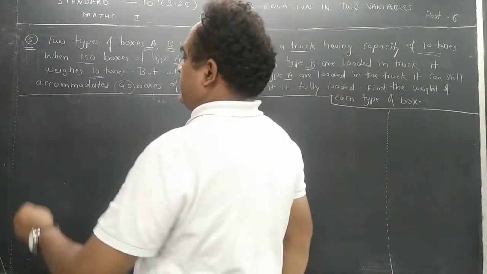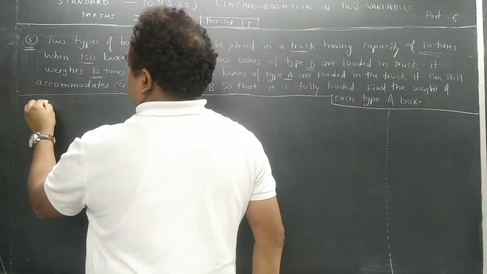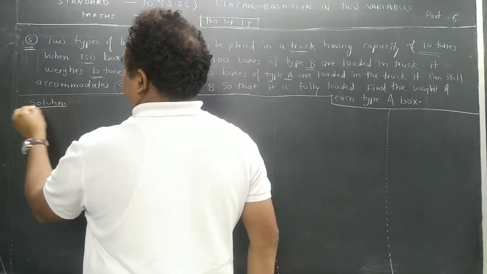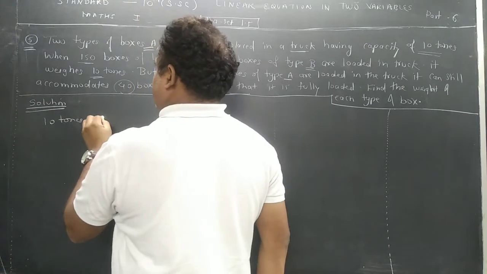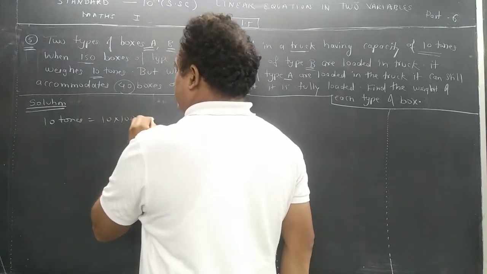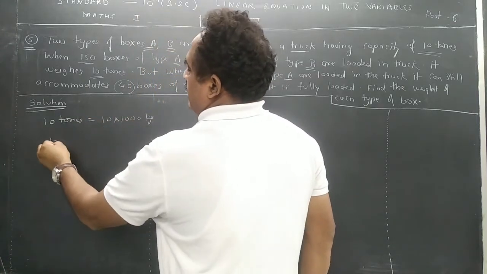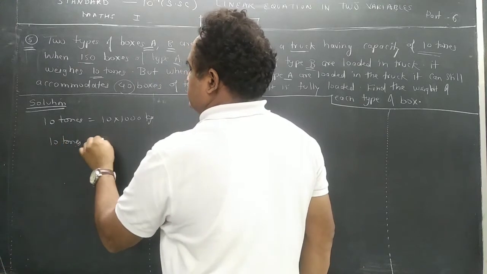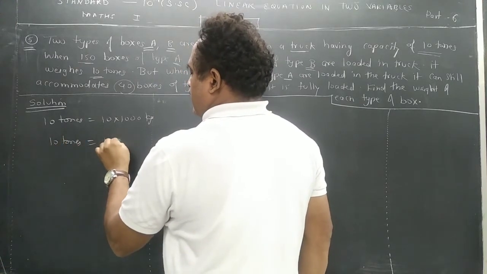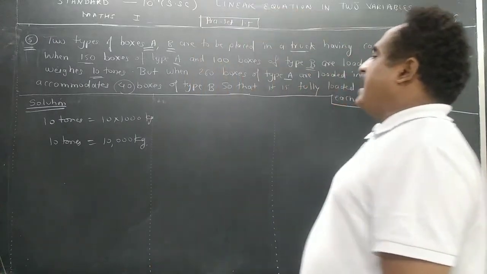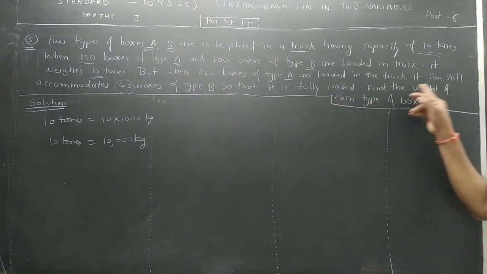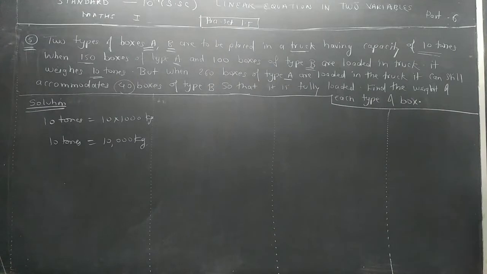So, solution. 10 tons is equal to 10 into 1000 kg. So 10 tons is equal to 10,000 kg. अब they have asked you, so find the weight of each type of box.